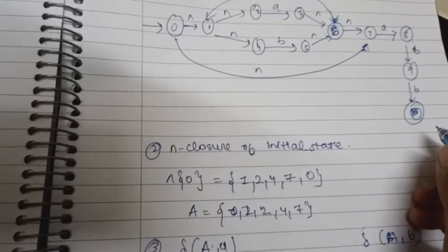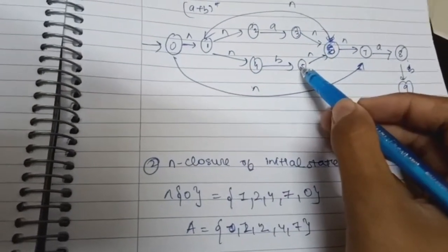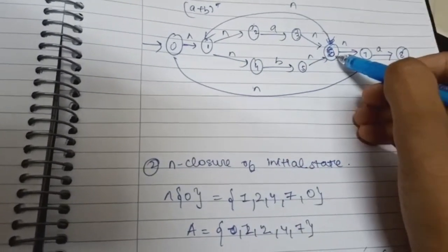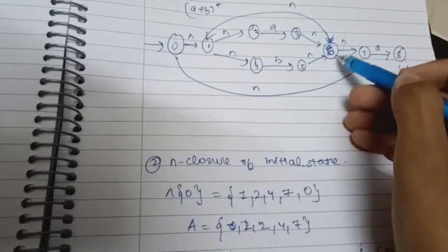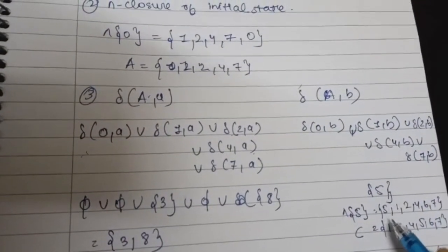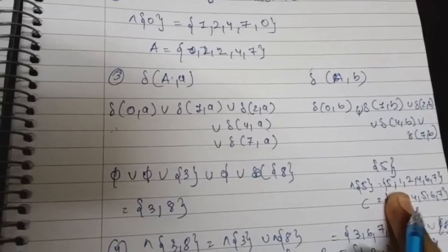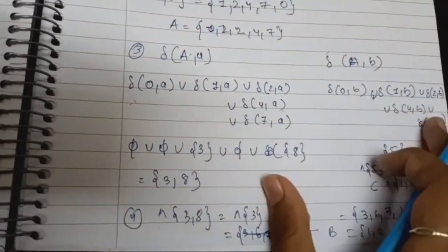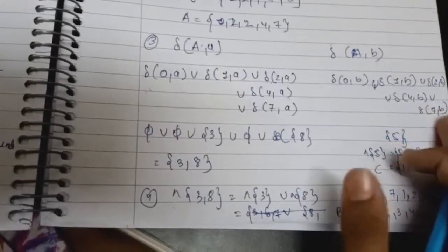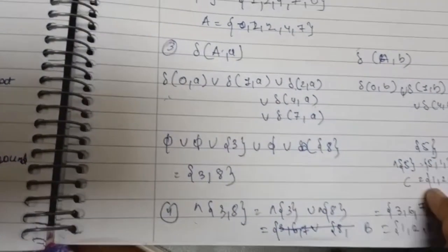Similarly for finding the null closure of 5, from 5 we can go to 6, from 6 we can go to 7, then 1, 2 and 4. So 5, 6, 7, 1, 2 and 4, that is 1, 2, 4, 5, 6, 7. Let's name this set as B and this set as C. So we have completed the step 4, that is finding the null closure of the resulting sets and naming them.